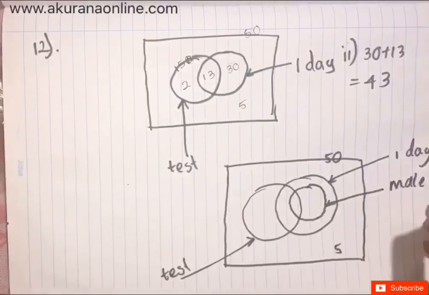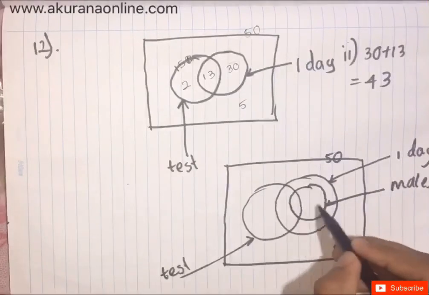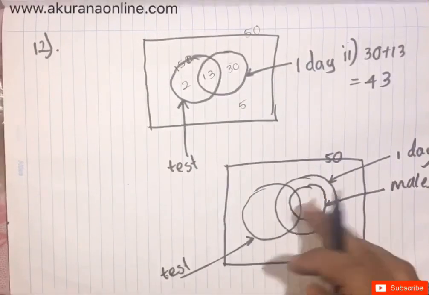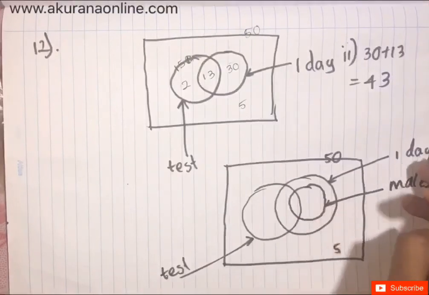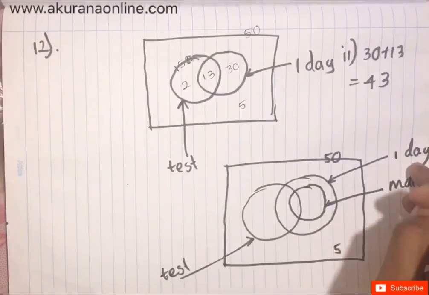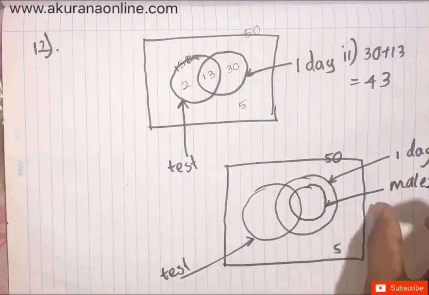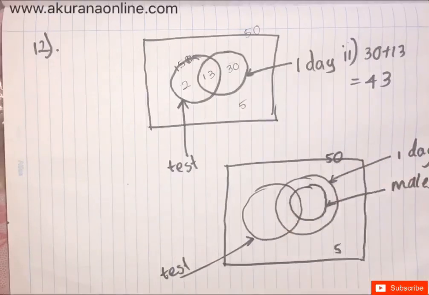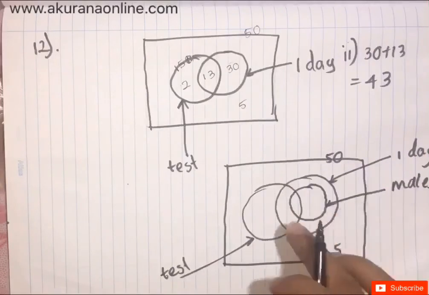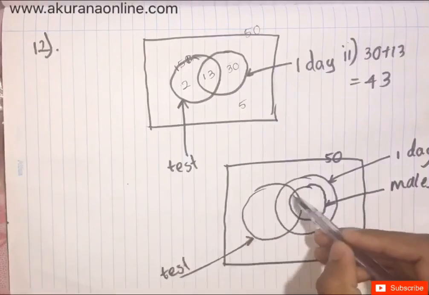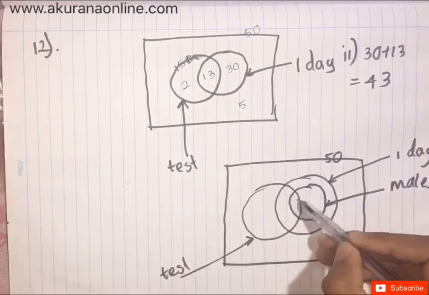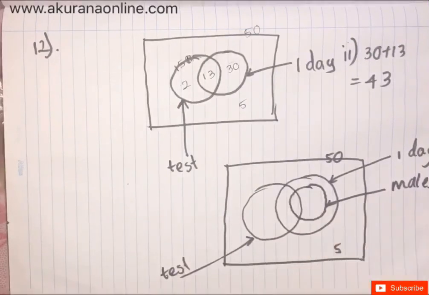Now see, anything you write inside the males will totally belong to which region? All will belong to the one day region, because all these males have watched one day cricket matches. And if you take this smaller part, only this part is where males have watched test matches also. Are you clear with that? Okay, now how should you answer?